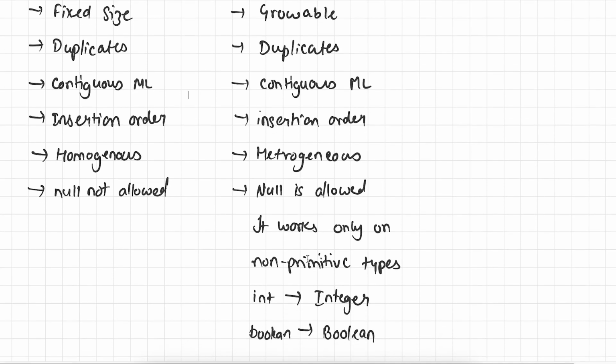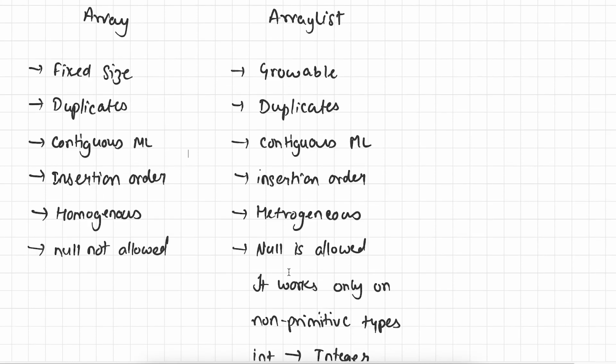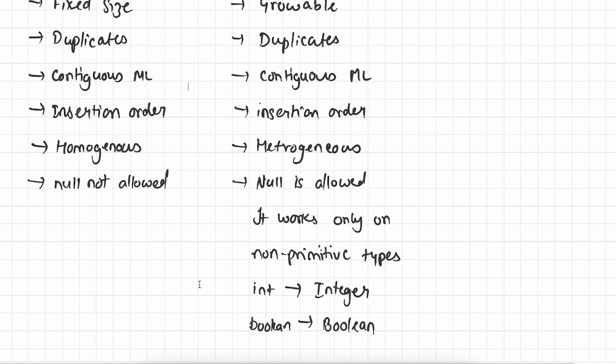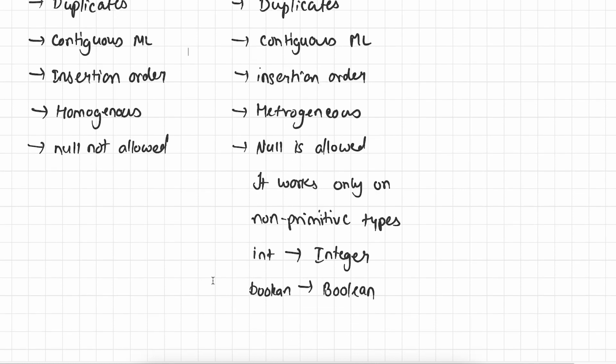Now the second thing is null is not allowed in array. This means in normal arrays we cannot add a null to any position, but in case of ArrayList null is allowed. And mind you, why is null allowed in ArrayList? Because ArrayList only works on non-primitive types. So does this mean that we cannot store primitive types in array? Absolutely not. We can store primitive types in array. That is why the wrapper classes of all the primitive types are available in Java.